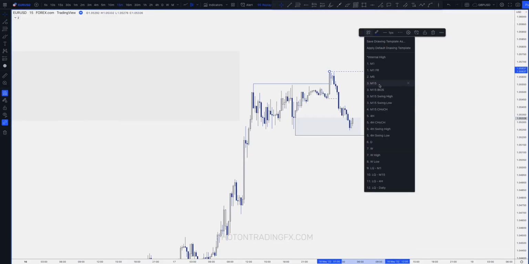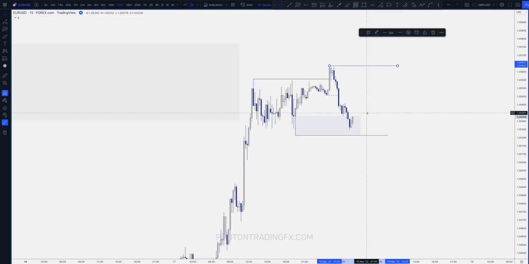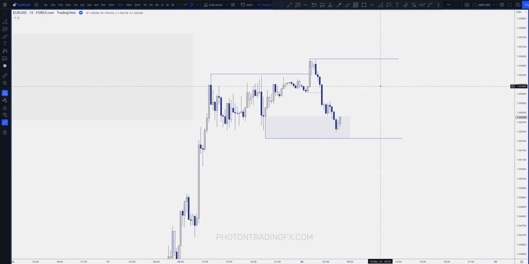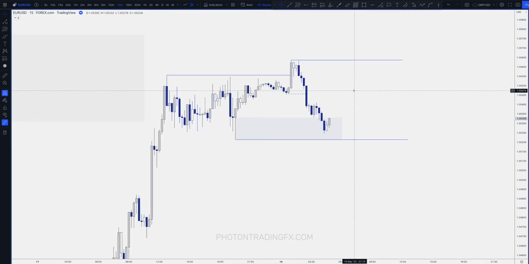Now, like I keep saying, you are again well within your rights to look for the M1 entry model within here, but this is about understanding why you may not want to do that and when to wait for more confluences. Because that's the question we get a lot.